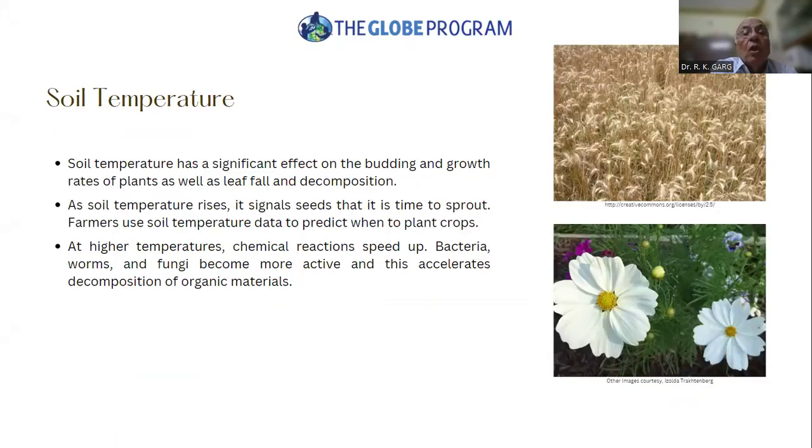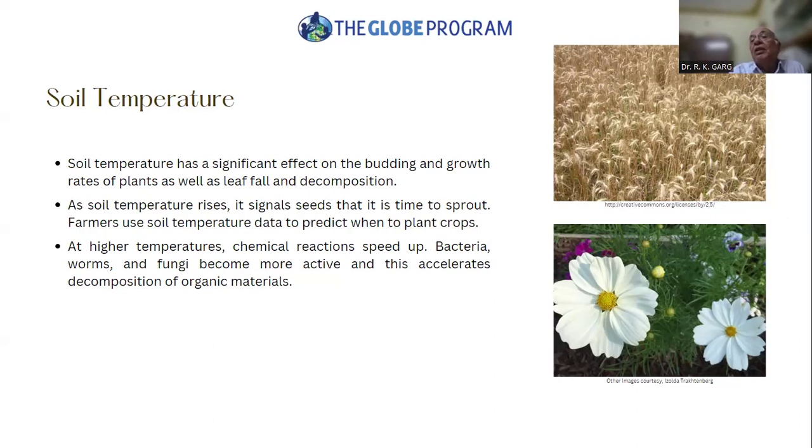Yes. Now, this has a significant effect on the growth of the plants, the budding of the plants, the buds which will actually give the new plants. It has an effect on the leaf fall. It has an effect on the decomposition of the leaf fall and all the litter matter which is present on the surface of the soil. So the soil temperature will tell the farmers when one should start farming practices. In a temperate region, if it is a very cold season in December, January, and early February, then the farmers will start their sowing of the seeds and sprouting activities in March.